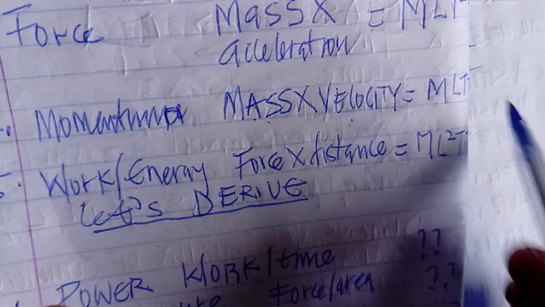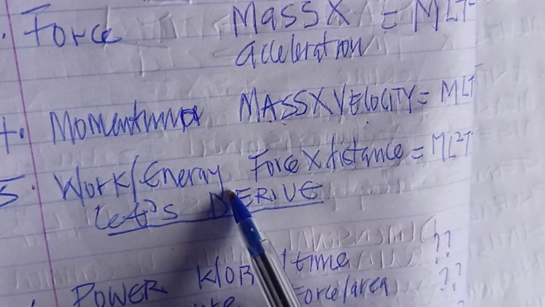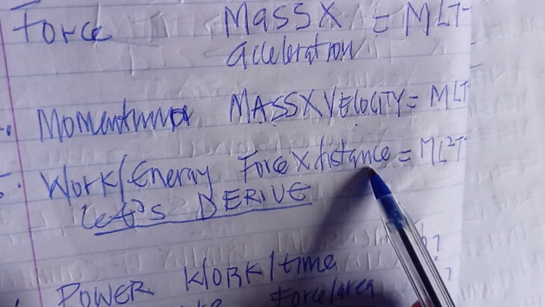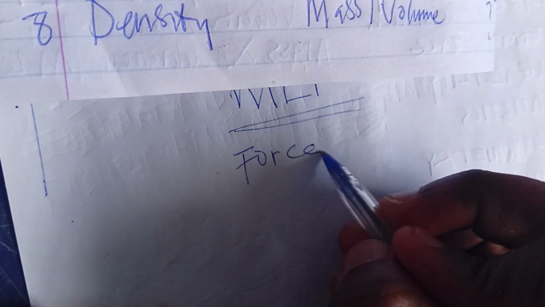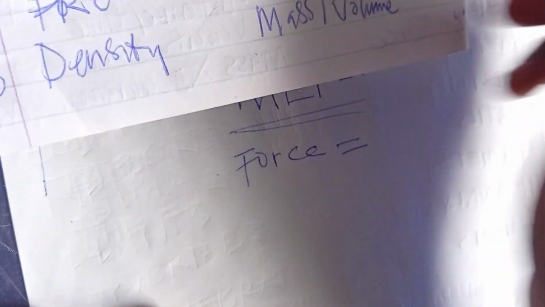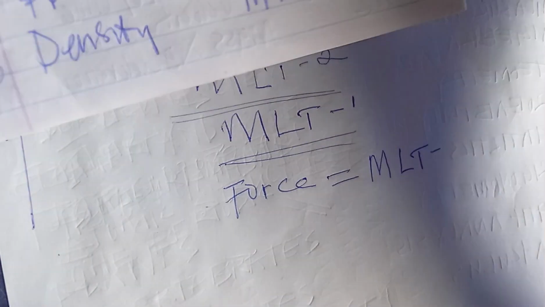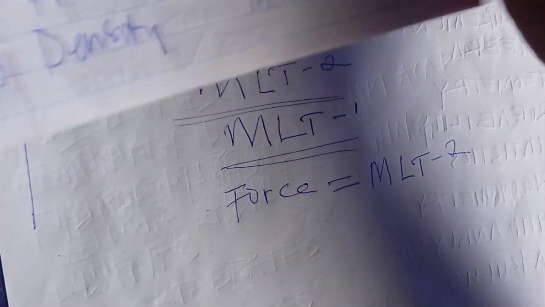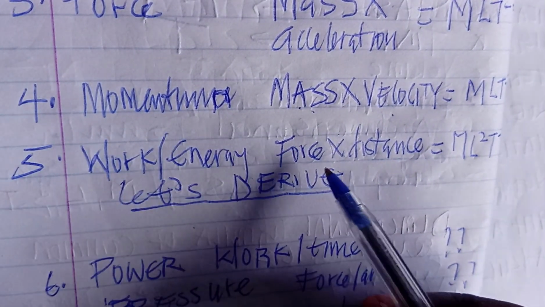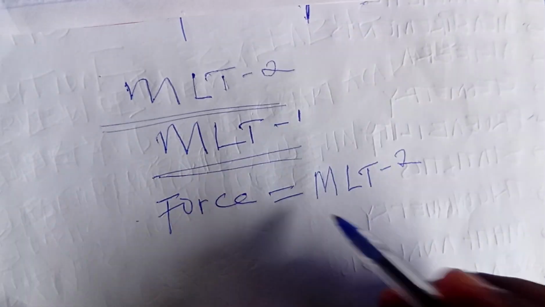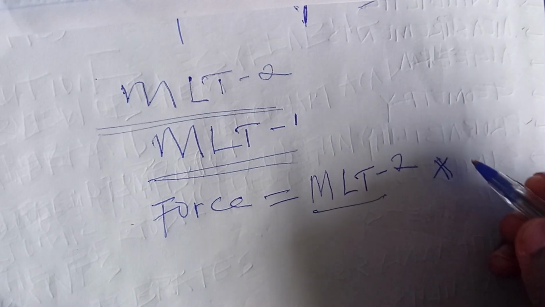So this is how to get the dimension of anything. Work is the same thing as energy, and energy is force times distance. You bring out your force. Force is MLT^-2. Are you there? Work is the product of force and the distance, right? So this is for force. Then distance is L. Let us put a multiplication sign here, L.